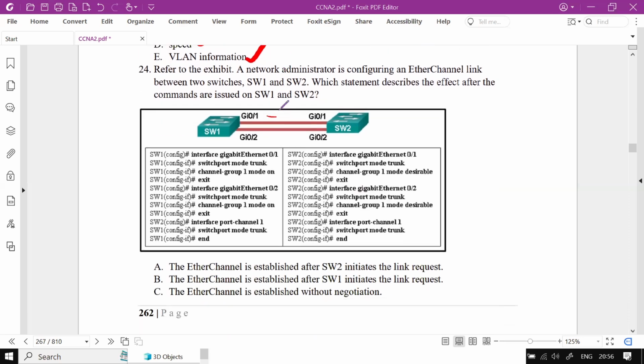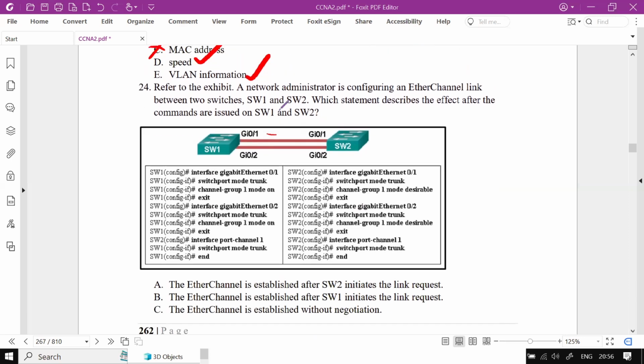Refer to the exhibit. A network admin is configuring an EtherChannel link between two switches, switch 1 and switch 2. Which statement describes the effect after the commands are issued on switch 1 and switch 2? Those commands are used to form the EtherChannel, basically.